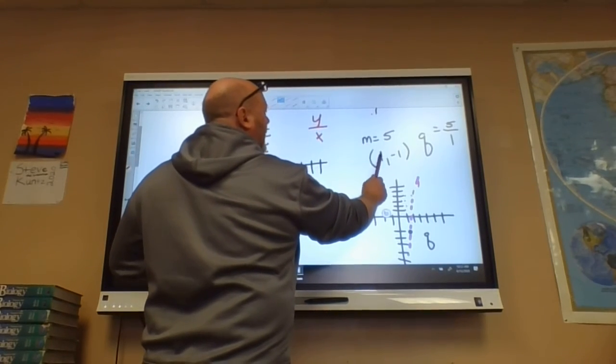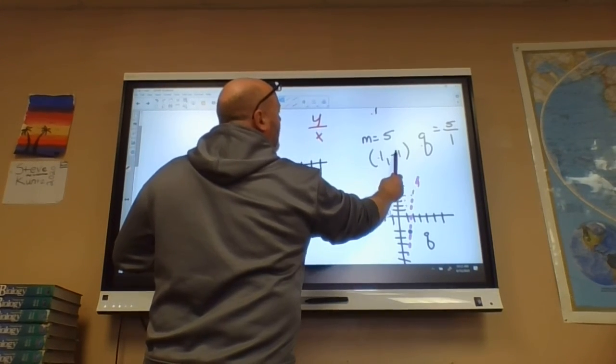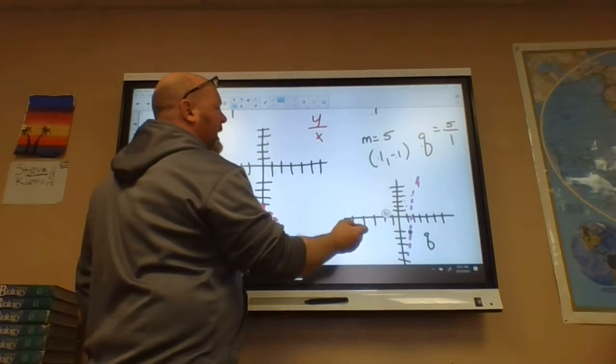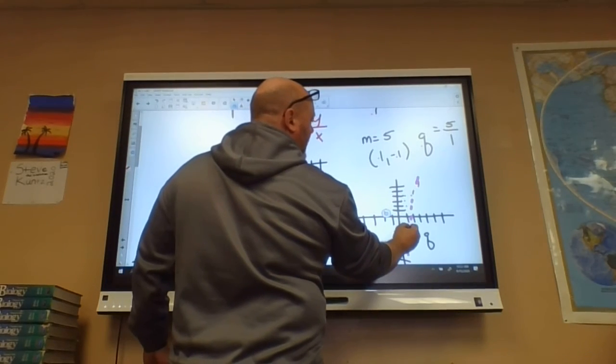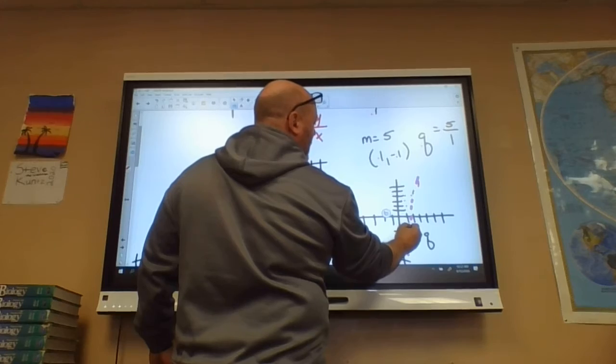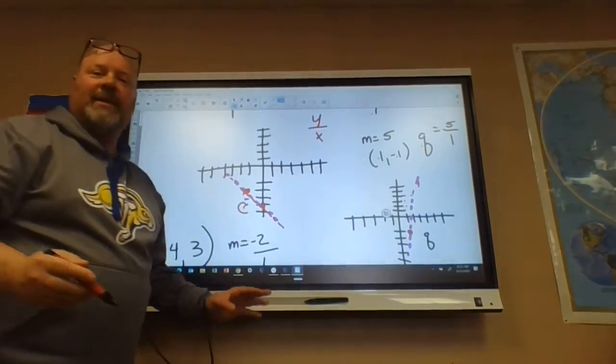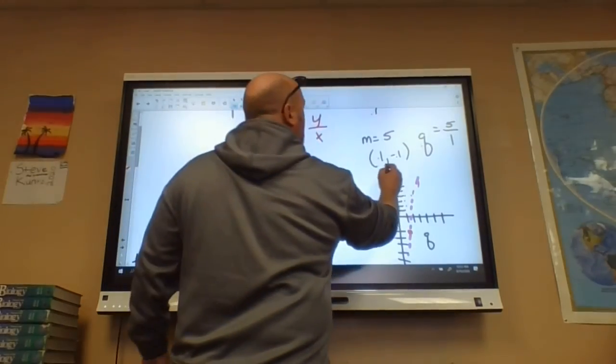So, they give me a point. This is point Q, 1, -1. So I plot that, 1, -1. This is my point. That's the first thing: you plot this point on your graph.